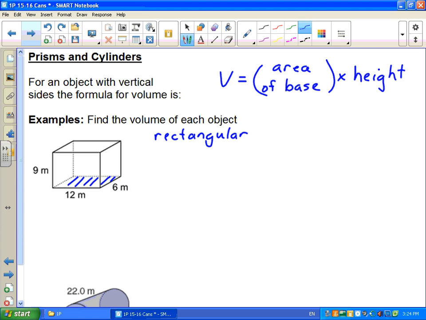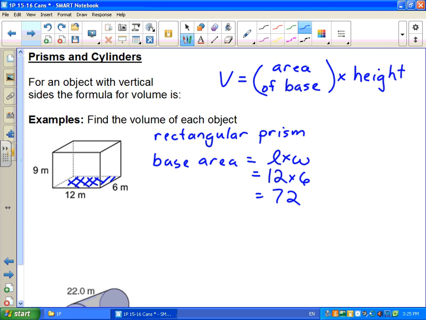And it's called a rectangular prism because the shape of the base is a rectangle. So if we figure out the base, let's say the base area, well, we know our base there. I've got it shaded in blue. If it's a rectangle, we have to do length times width. So that's going to be 12 times 6. 12 times 6 is 72.